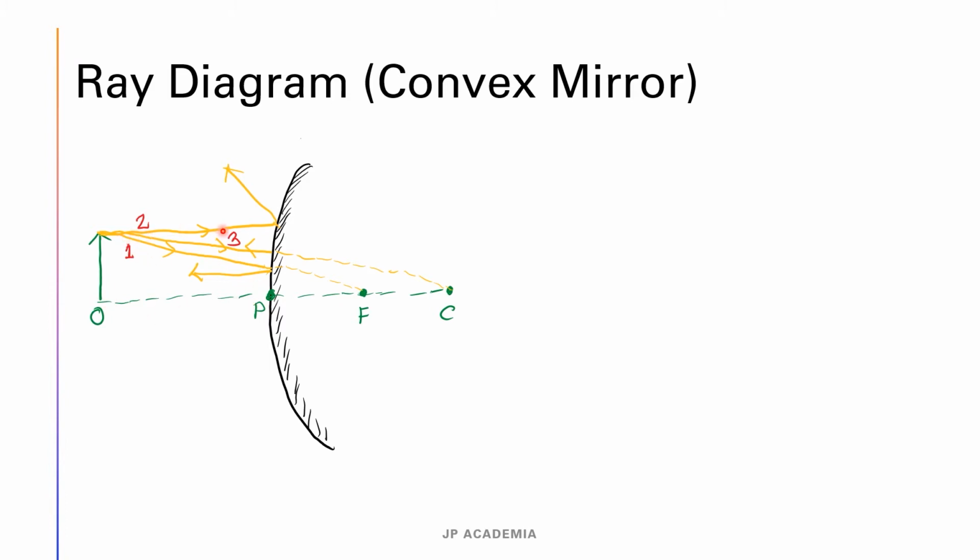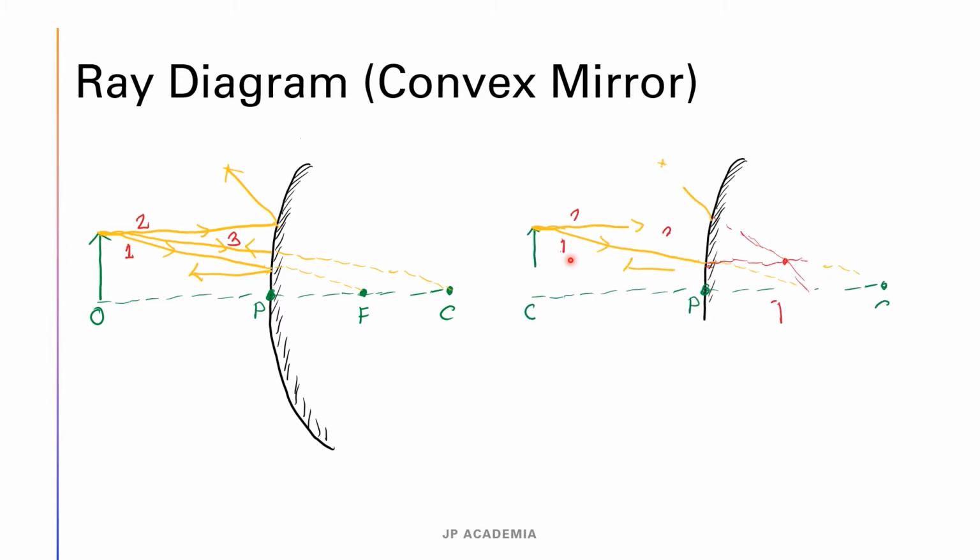Second, draw another line, this time parallel to the principal axis from the object to the surface of the mirror. Then for the convex mirror, this parallel ray will be reflected outwards relative to the focus. So this is relative to this focus. Third, we have this ray number 3 that goes along a line through the center of curvature C, and it reflects back along the same line as shown. This one.